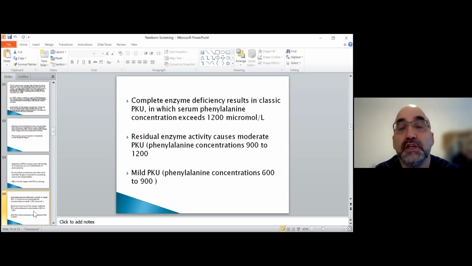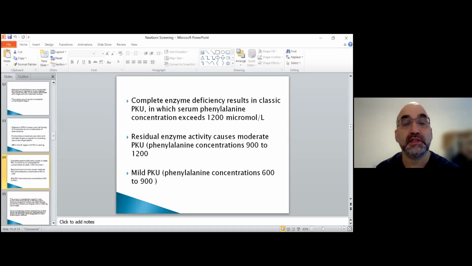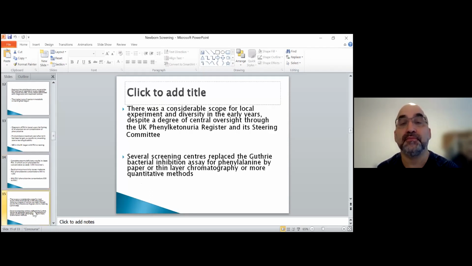There are some borderline and residual enzyme activities that can cause reduced activity and slightly lower levels of phenylalanine in the blood, and there are cutoffs for the diagnosis that are important to consider when we make the diagnosis for referral to the clinicians from the newborn screening labs.